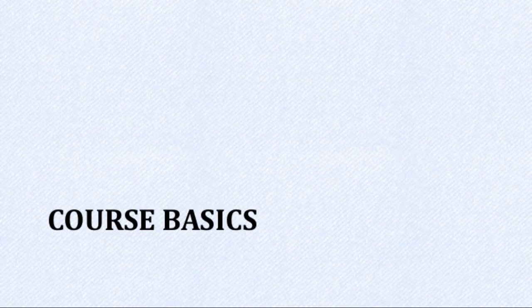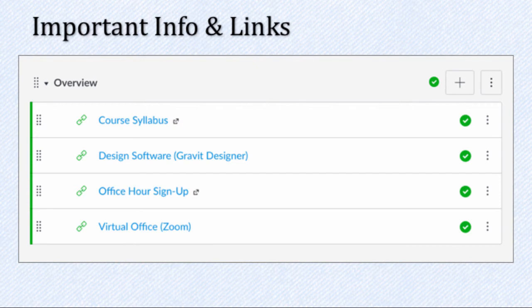Okay, so that kind of gives you a brief overview of the course itself. Now let's take a look at just some of the basics of the course. Now the first thing that I want you to take note of is the overview module in Canvas. Now there's a couple of important links and documents here. So first and foremost, at the very top is the course syllabus. That is a Google Doc that you can view. Just click that link and I encourage everyone to take a close look at the details of the course syllabus.